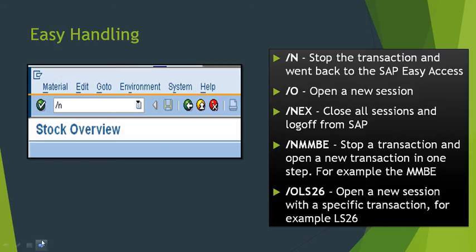Now there are some easy handling shortcuts. If I enter /n, it will stop the transaction and go back to the SAP Easy Access. So whenever I am on any transaction, if I enter /n, it will stop this stock overview transaction and come back to the SAP Easy Access.